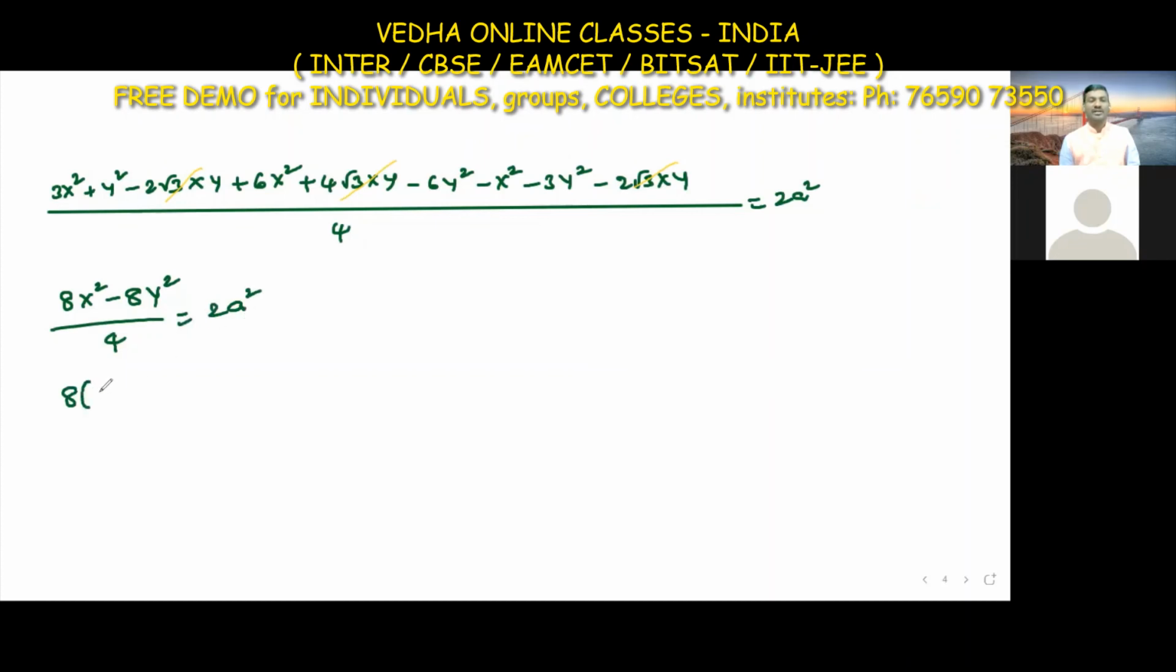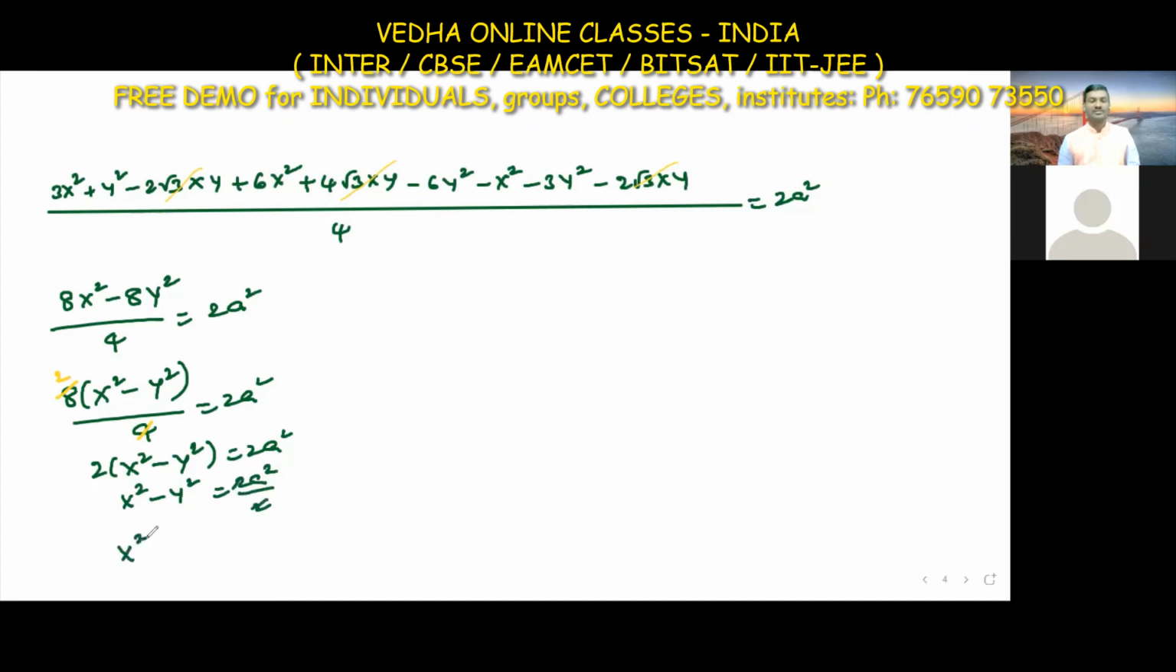Take 8 common. If you take 8 common, 8 into (X square minus Y square) divided by 4 is equal to 2a square. Now we can cancel this by the 4 table: 4 ones are 4, 4 twos are 8. So that means 2 into (X square minus Y square) is equal to 2a square. Take this 2 to that side: X square minus Y square is equal to 2a square by 2. 2 cancels, so X square minus Y square is equal to a square, or we can write X square minus Y square minus a square equals 0.